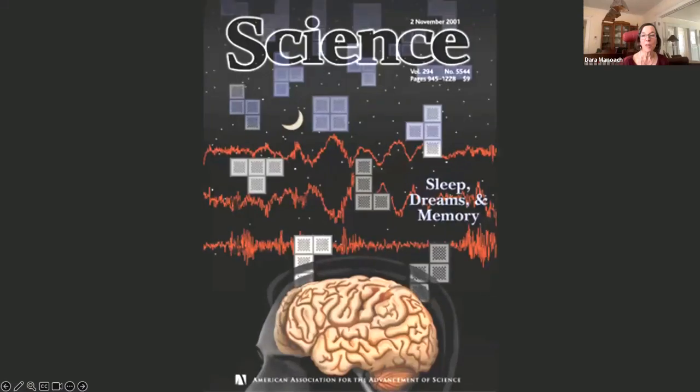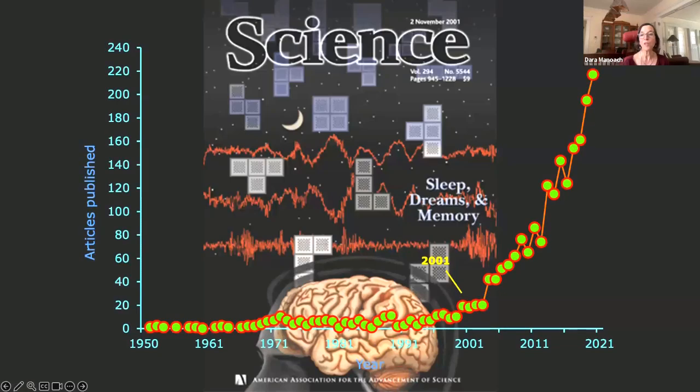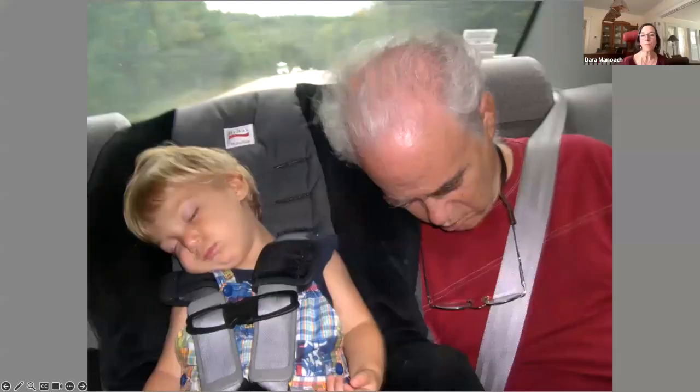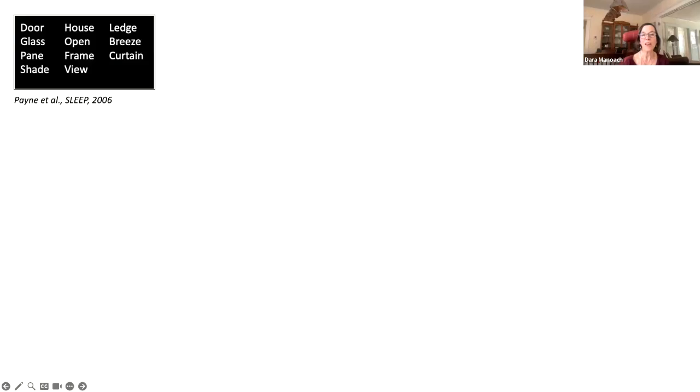It started with a landmark study of sleep, dreams, and memory in 2001 by my friend and colleague Bob Stickgold that made the cover of Science. In the past 20 years, there's been a virtual explosion of research on the role of sleep in memory. And this is Bob sleeping with his son Adam in the backseat of his car. He's been a real pioneer in this work and has greatly contributed to our understanding of the role of sleep in memory. I just want to give you a flavor of the breadth and importance of sleep-dependent memory consolidation to cognition across the lifespan.